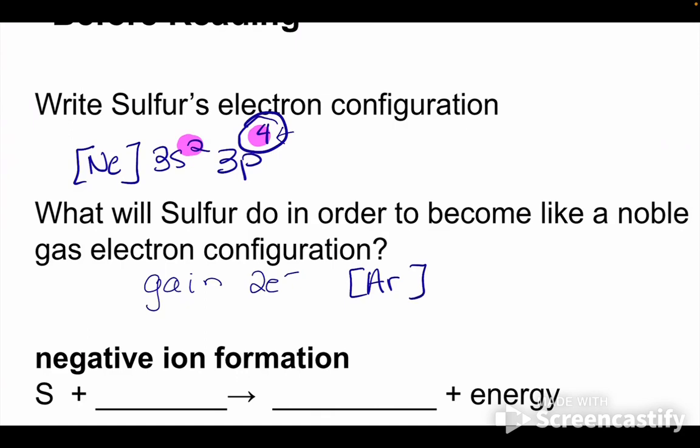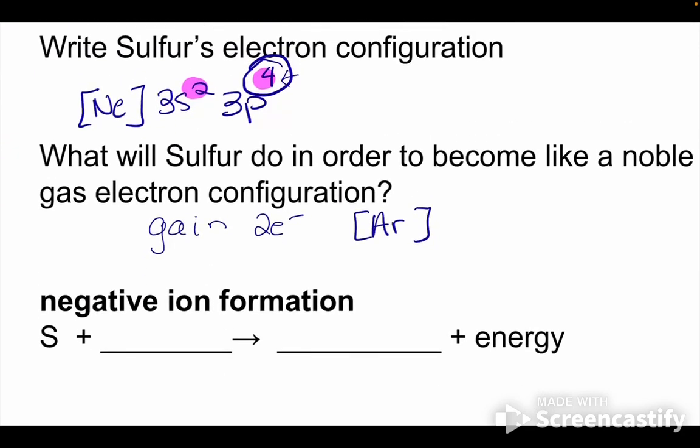So when we have a negative ion being formed, we're adding electrons, and then we form the ion, which is an anion. The charge is equal to however many electrons were gained. And we have a new type of energy. This is called electron affinity.